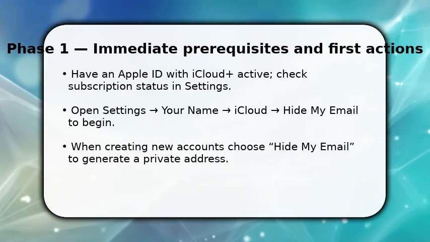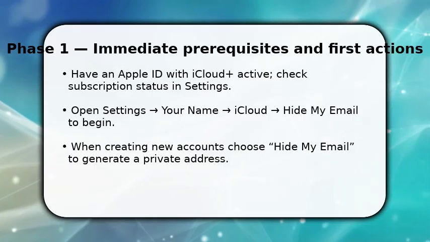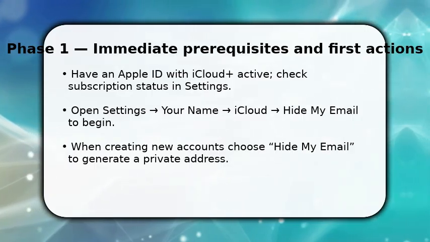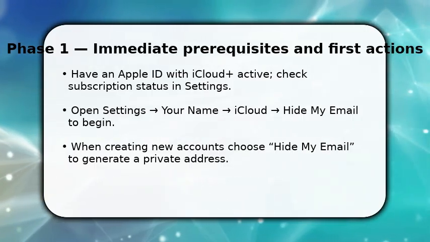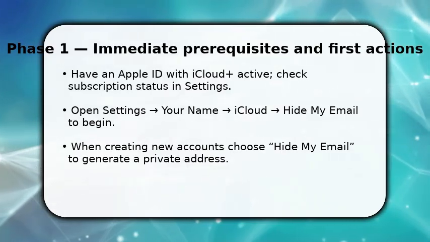Enjoy the video. You need iCloud Plus and an Apple ID. Sign in if you haven't. Open Settings, tap your name, then iCloud and choose Hide My Email. Once there, tap Create New Address and Apple will generate a unique alias that forwards to your real inbox.